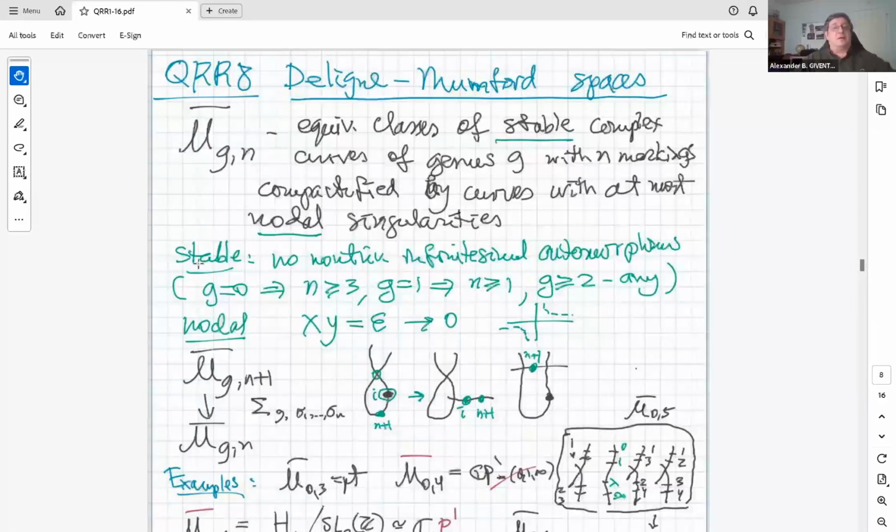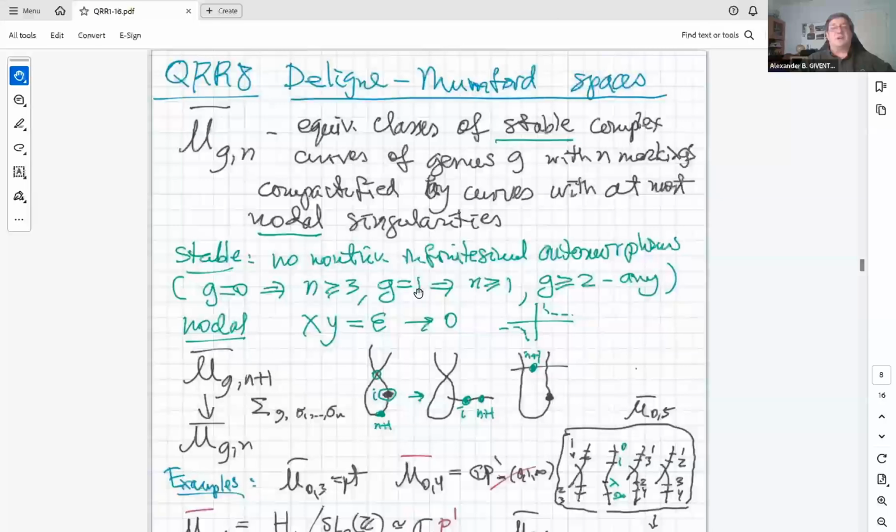The equivalence classes of such possibly nodal curves which participate in the space are stable. The stability condition is that the curve should have no non-trivial infinitesimal automorphisms, which in practice means the following: in genus 0, if you have a sphere CP1 with fewer than 3 marked points, then it has a positive-dimensional group of automorphisms, so it's not good. Therefore, the number of marked points should be at least 3.